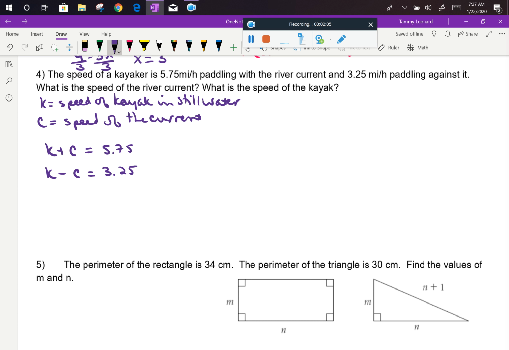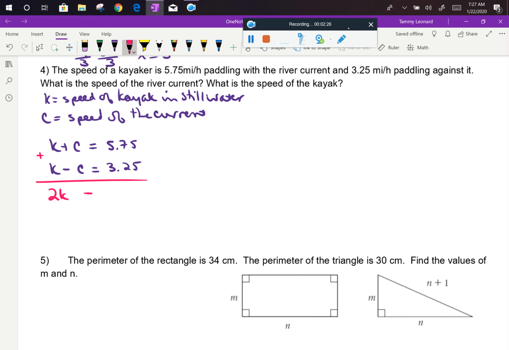Now, we always start with the kayak speed minus the water speed, because if the kayak isn't moving faster than the water, then the kayak's actually going backwards and it's not going to be a very good trip. Looking at these two problems, this is set up nicely to be an elimination problem because notice the C and the negative C are already an opposite match and we're ready to add these two equations together.